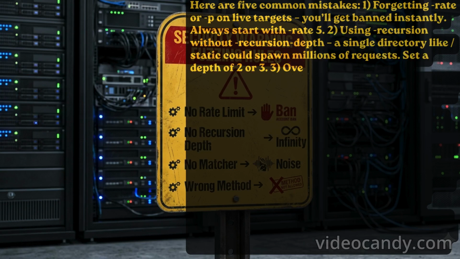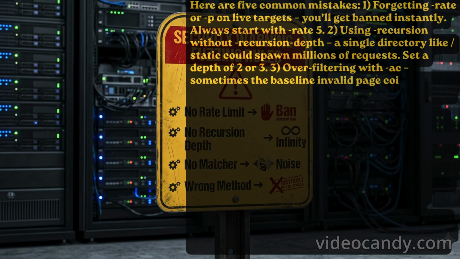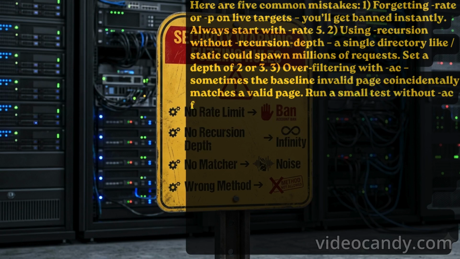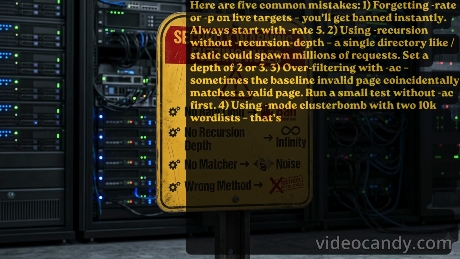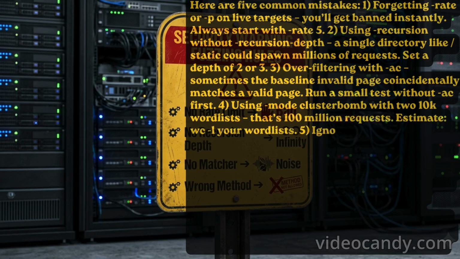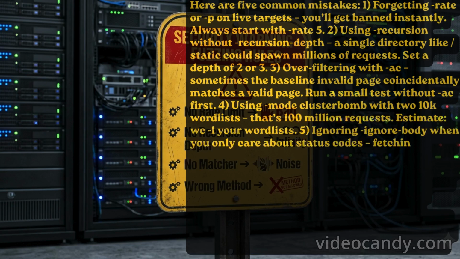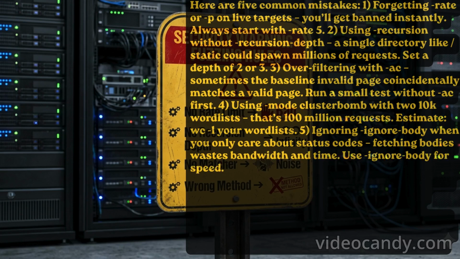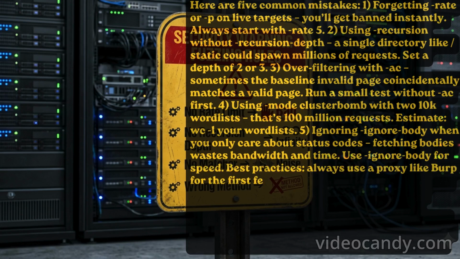3. Overfiltering with -ac. Sometimes the baseline invalid page coincidentally matches a valid page. Run a small test without -ac first. 4. Using -mode clusterbomb with two 10k word lists. That's 100 million requests. Estimate with wc -l on your word lists. 5. Ignoring -ignore-body when you only care about status codes. Fetching bodies wastes bandwidth and time. Use -ignore-body for speed.